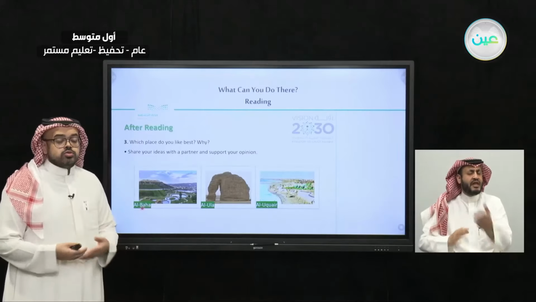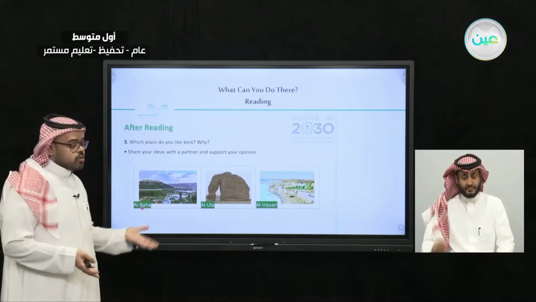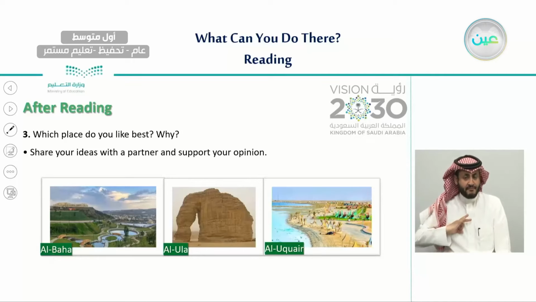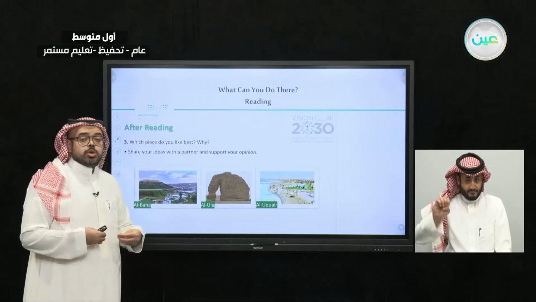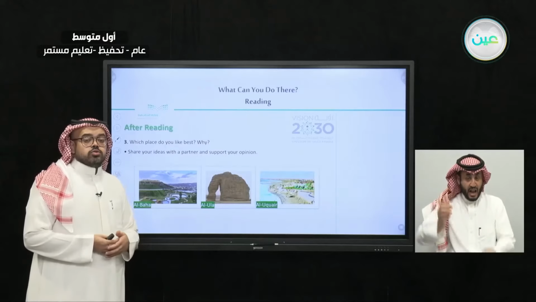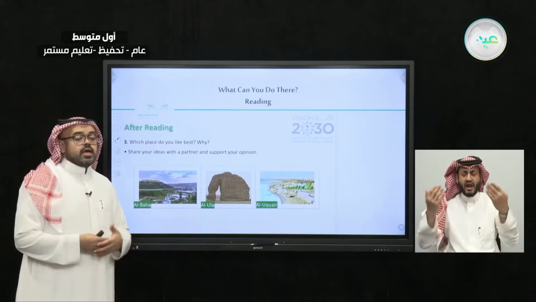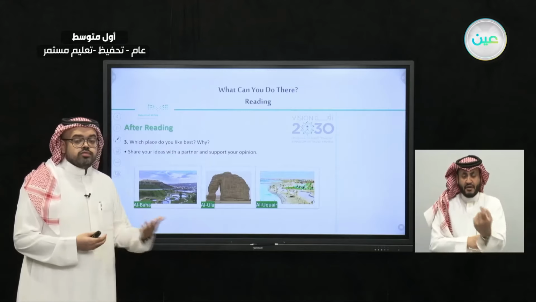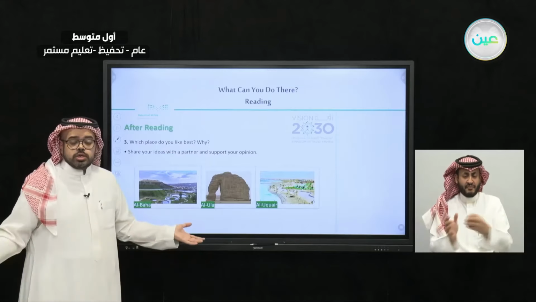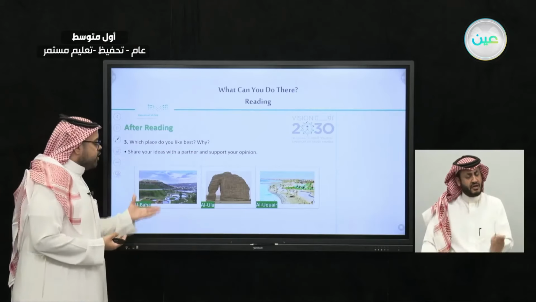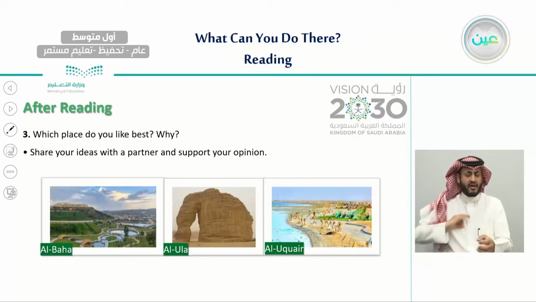So what I would like to do, for example, if you like Al-Baha, you can say that I like Al-Baha because I can enjoy nature, I can go to the forests, I can enjoy the weather of Al-Baha, I can also go to different parks and just enjoy nature. So this is one of the reasons you can use to support your opinion about Al-Baha.